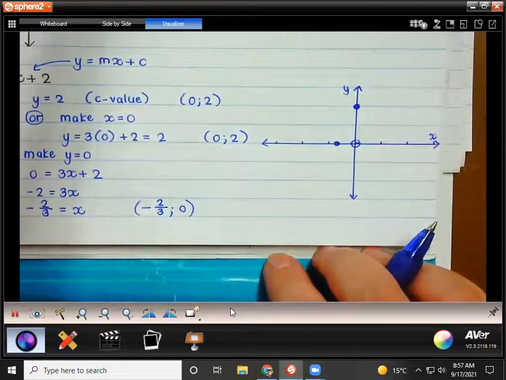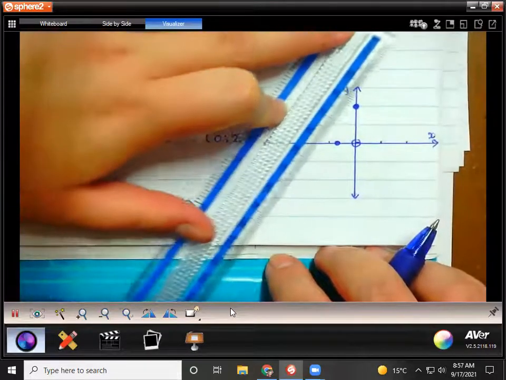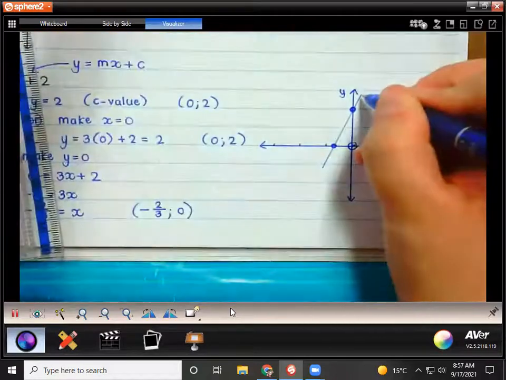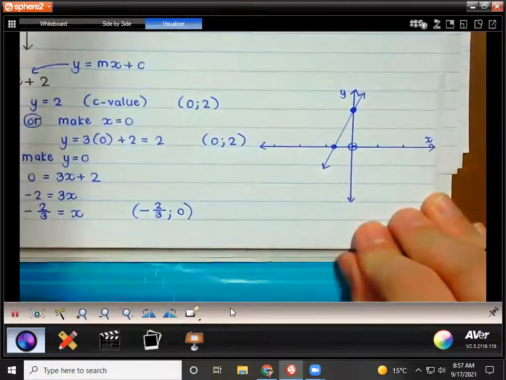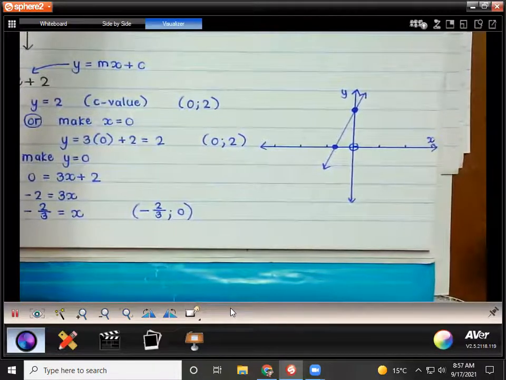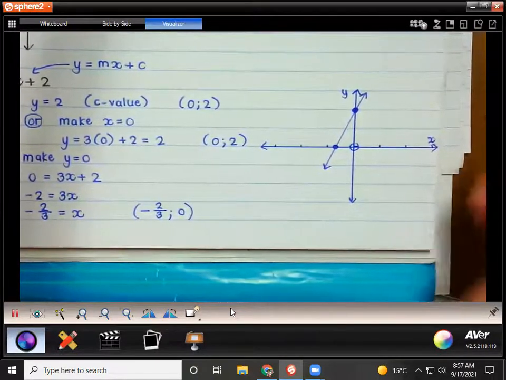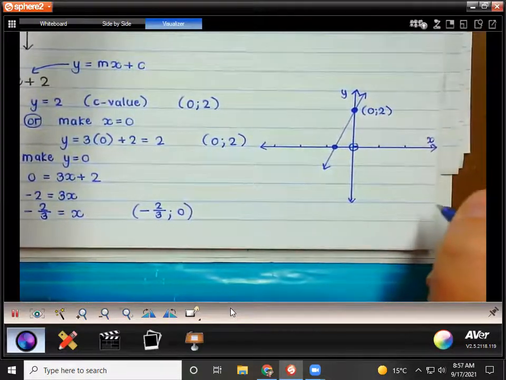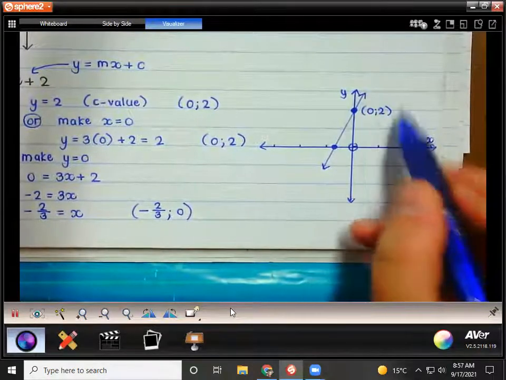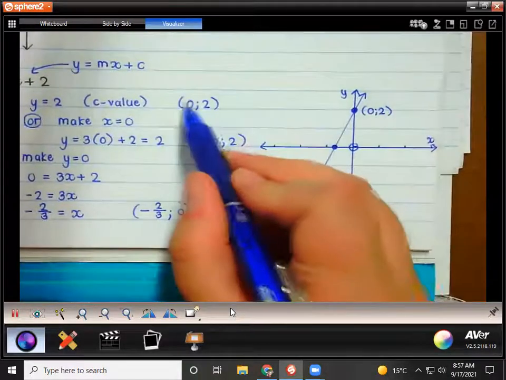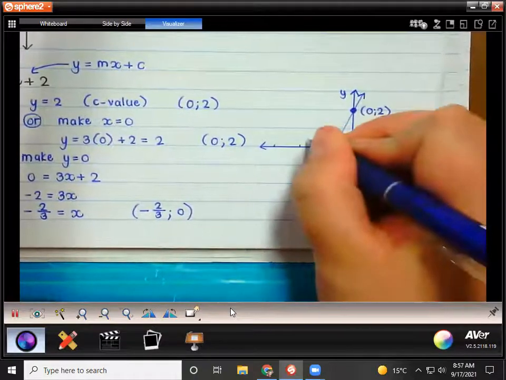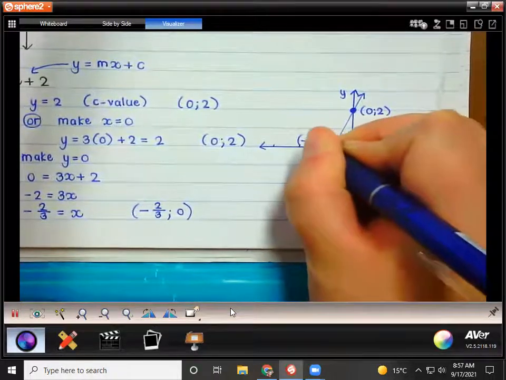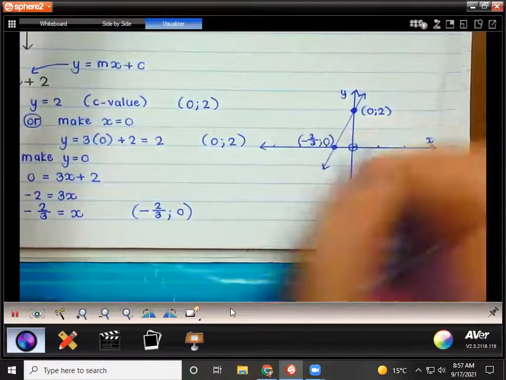Then you're going to take your ruler. You're going to line it up with those 2 points. You're going to connect them, and you're just going to extend the line slightly past your points, and that is your straight line. That's all you need to do. You just always, please, have to label the points that you've plotted, okay? So you have to say 0, 2 next to your y-intercept. Remember, 0, 2. And next to your x-intercept, you have to put -2/3 and 0.